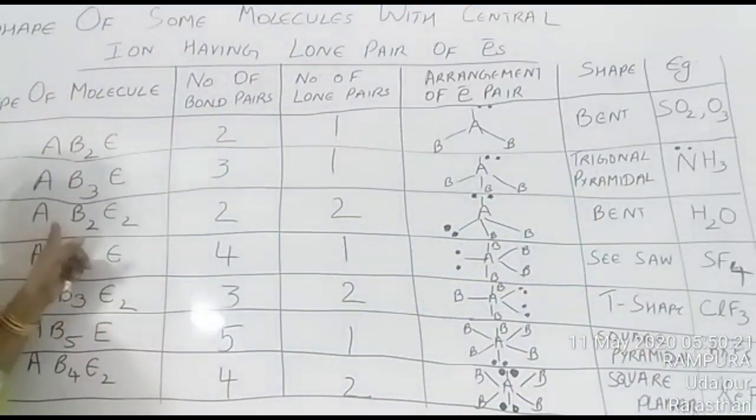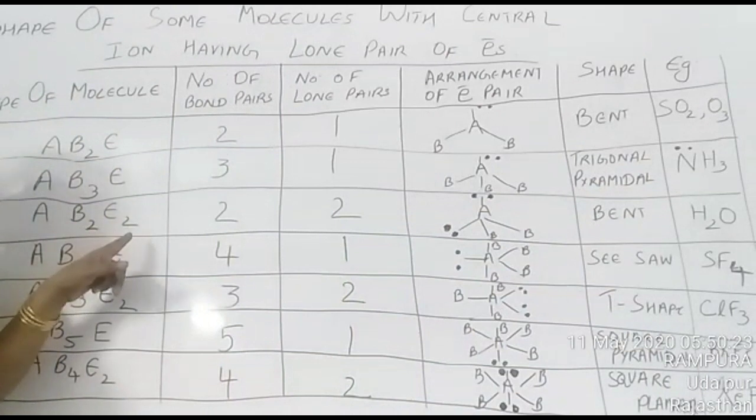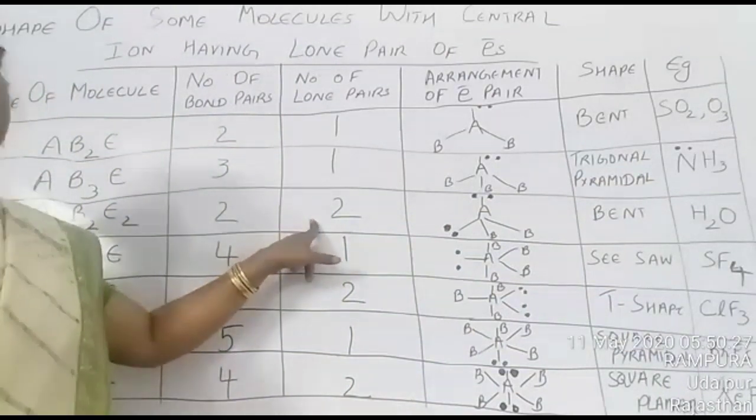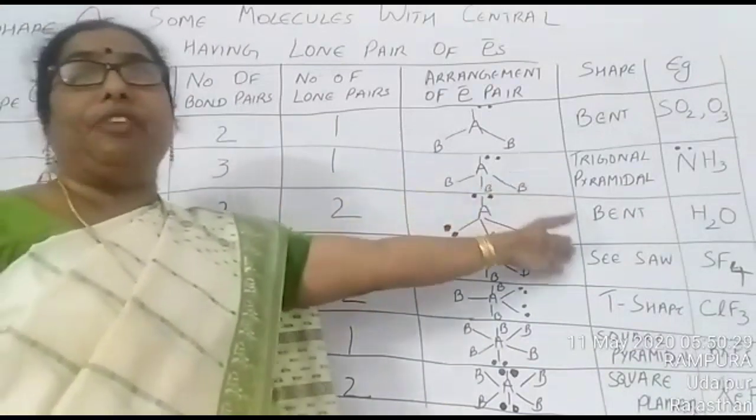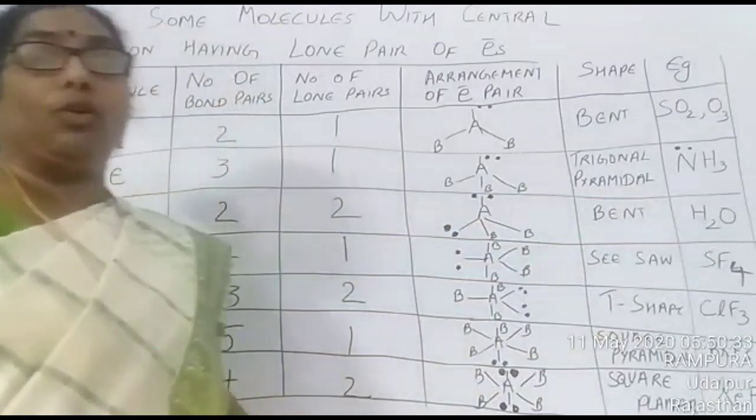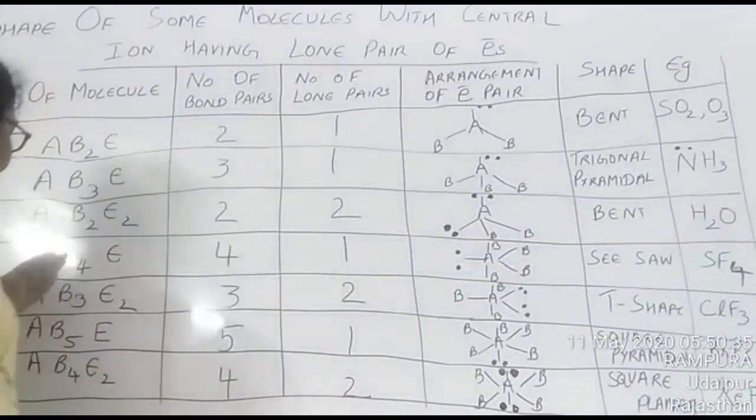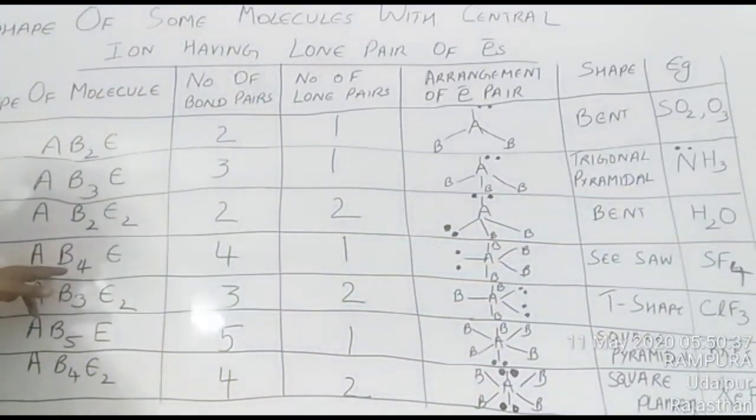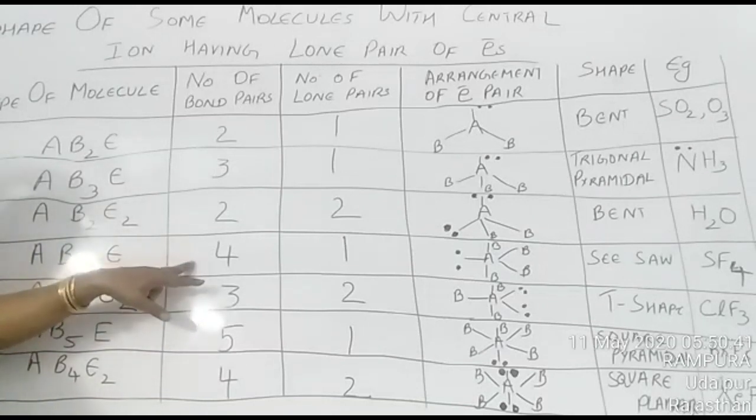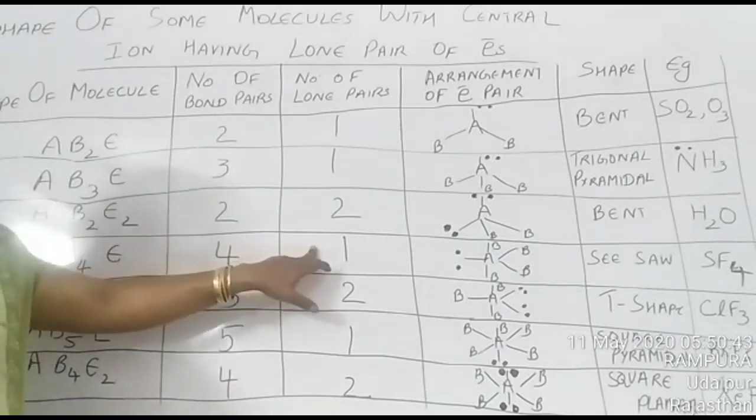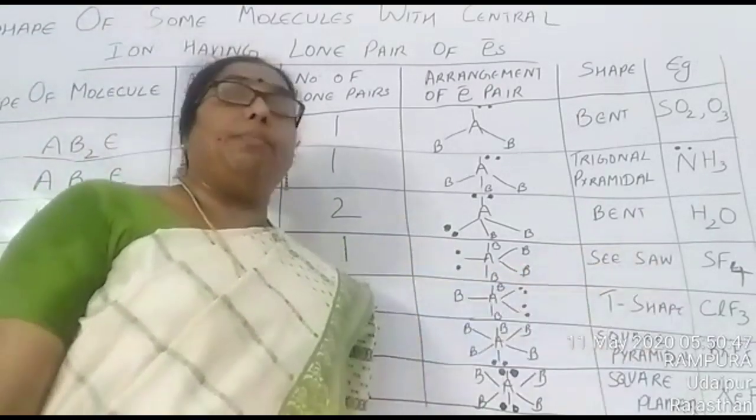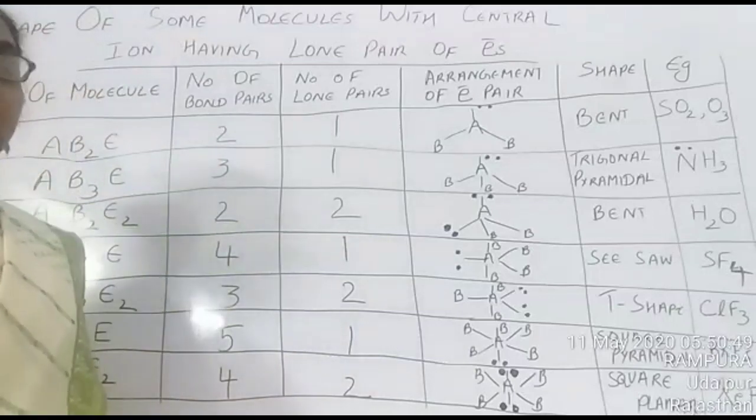If the type is AB2E2, that is it possesses 2 bond pairs and 2 lone pairs, then the shape will be bent, and water is an example for this type of molecule. Next, consider the type AB4E, in which it has 4 bond pairs and 1 lone pair. The geometry will be seesaw. An example we can consider is SF4.